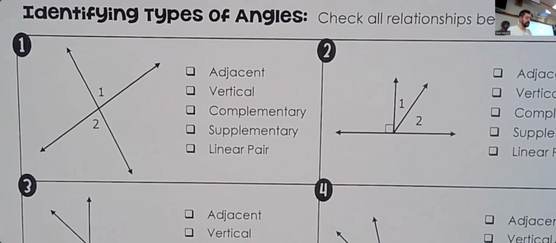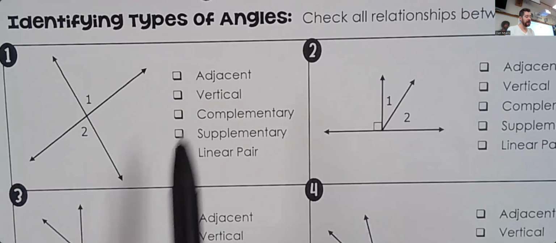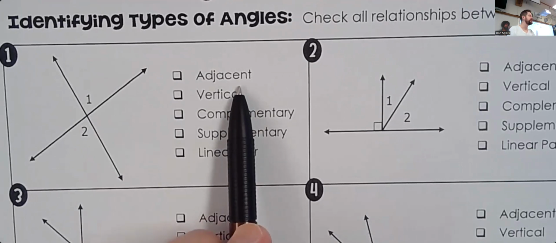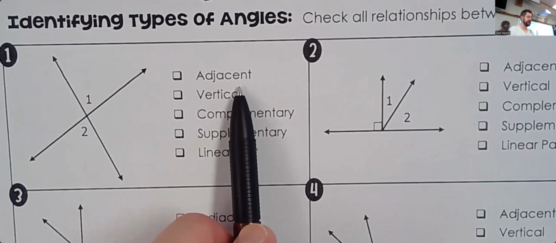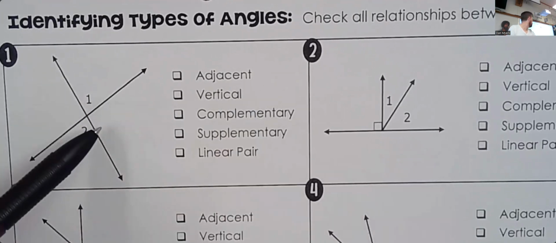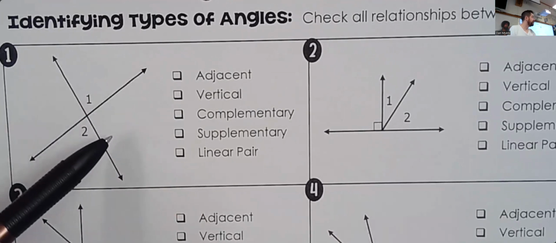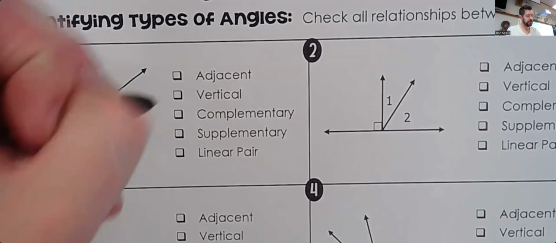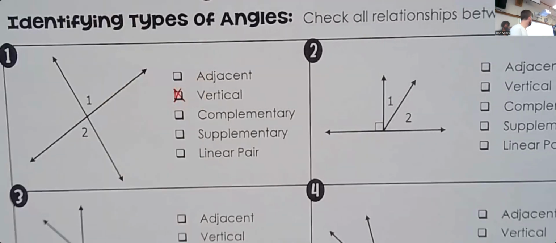So with diagram number 1, adjacent is a box here. Adjacent means angles that are next to each other. Are these right next to each other? Next to each other would be like here and here, which these are not. Vertical is exactly across from one another. Are these vertical? Yeah. All right. So these are vertical.